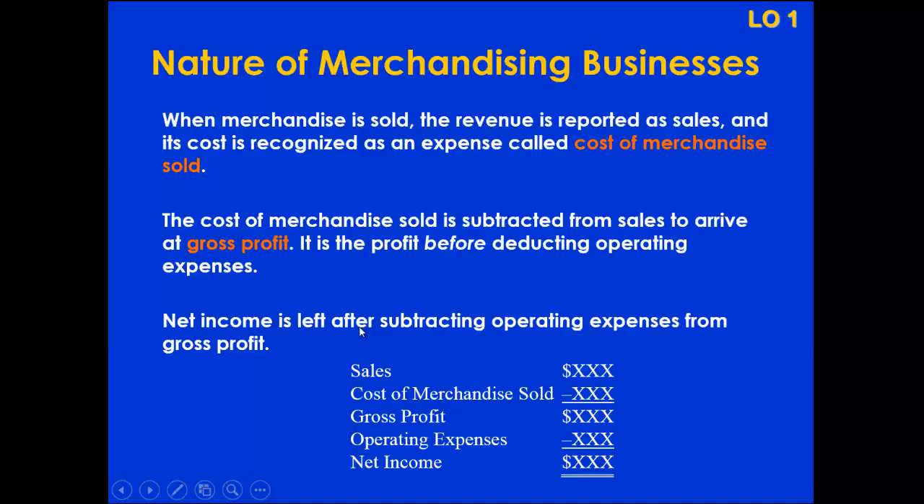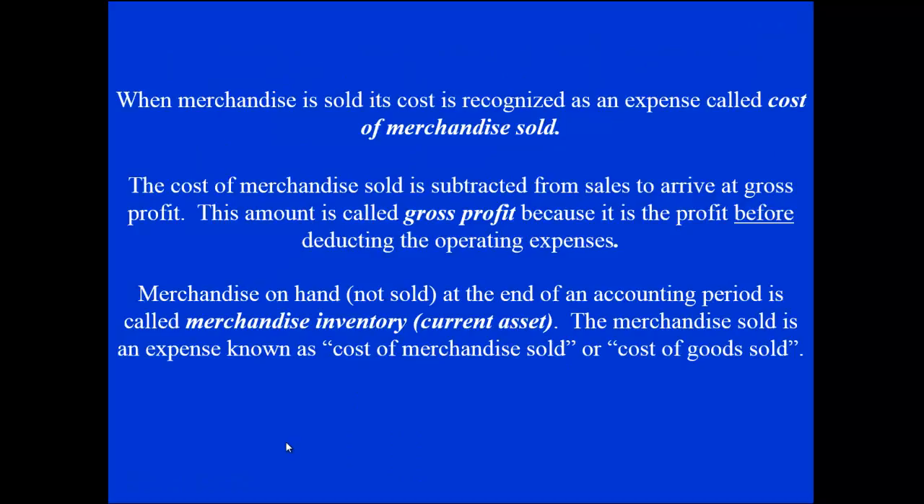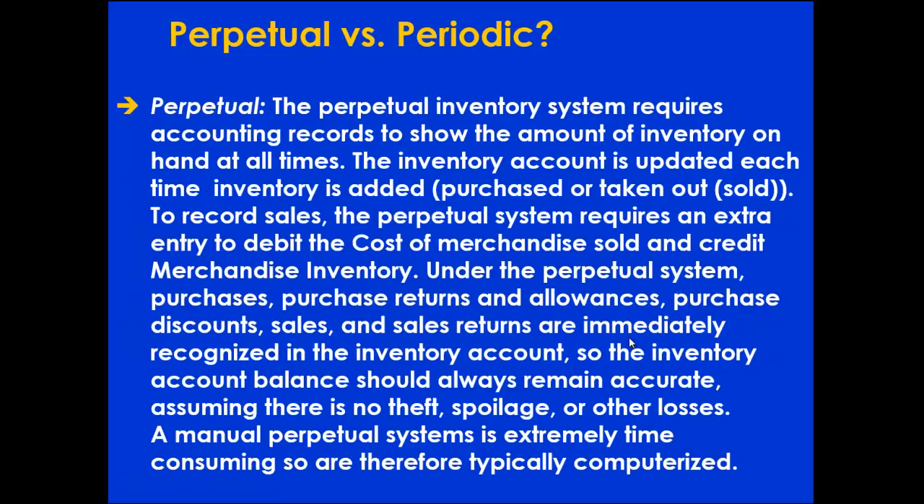Okay, so this is a little bit redundant right here. And so take note, once again, merchandise on hand that is not sold at the end of an accounting period is called merchandising inventory. Many times our accounting period is going to be a year. Sometimes, just for management purposes, a company might want to see financial statements prepared on a monthly basis.